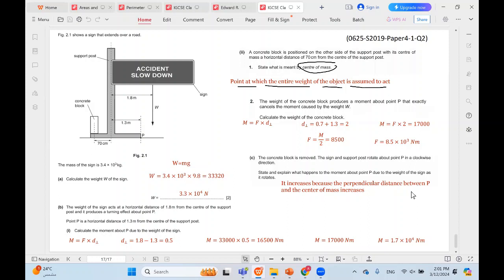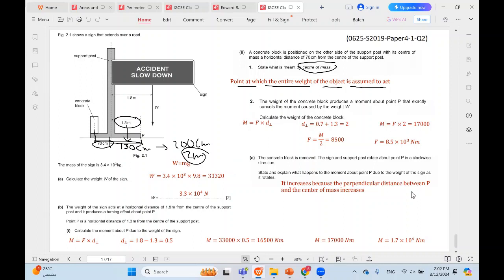So again, we want the moment of the weight of the concrete block about point P. So where is the concrete block? It's right there. And they told us that this distance here is 70, but we want it about point P, so we have to include this 1.3 as well. So 1.3 meters along with 70 centimeters. So let's convert this first to centimeters. We get 130. Now 130 plus 70 gives us 200 centimeters, or just 2 meters for the distance. That would work.